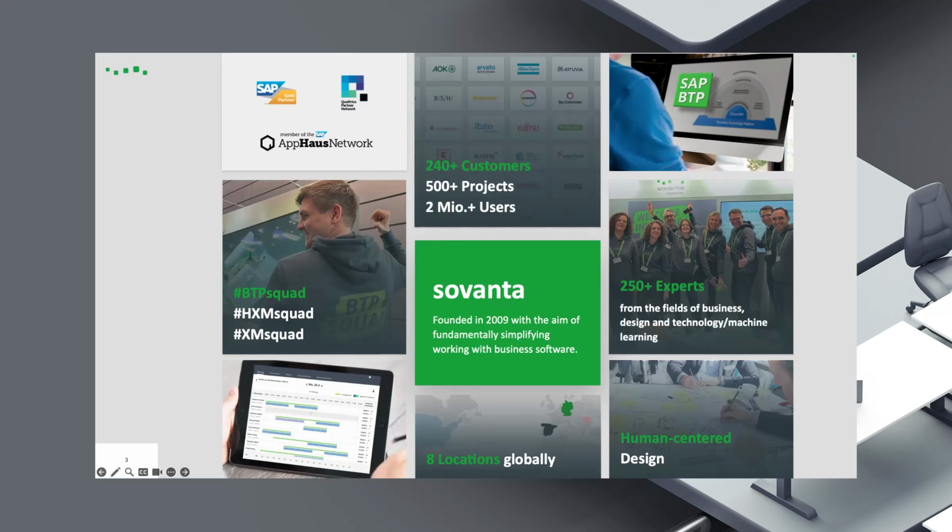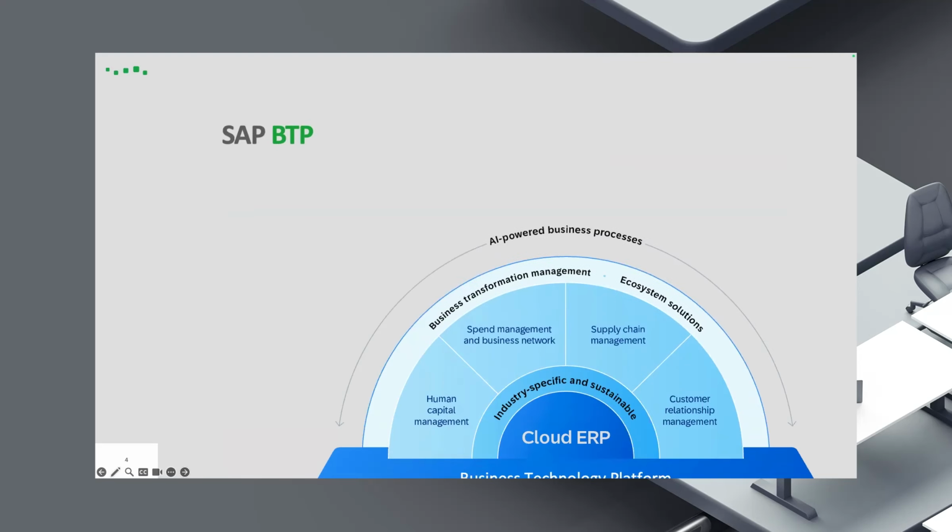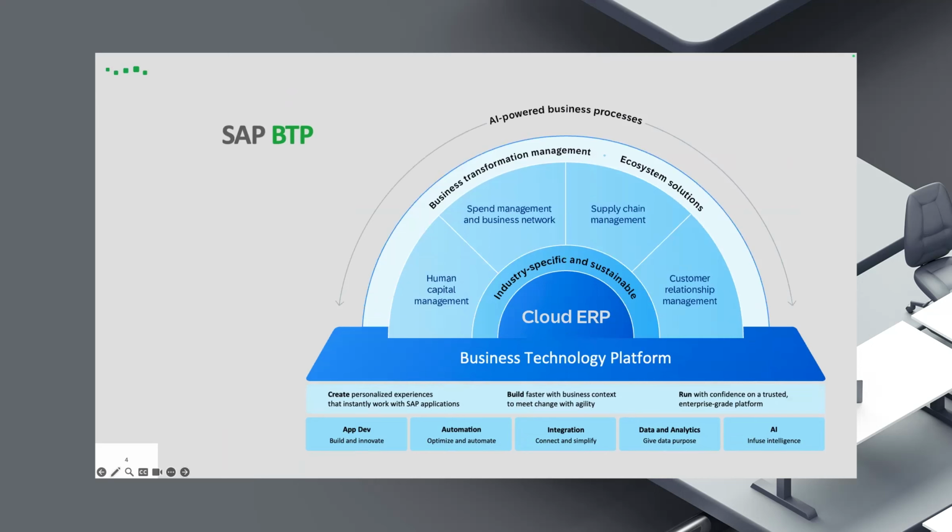As I said, the user is always in our focus, so we also need feedback from the users. That's why we also care a lot about Qualtrics and surveys and so on. That's why we don't just call our teams BTP Squad, we also call them XM Squad, or sometimes HXM Squad. A few numbers to sum this up. We have more than 240 customers, more than 500 projects, and in total, over all projects, more than 2 million users. And now jumping into the topic, we have seen this picture before, or in a similar version.